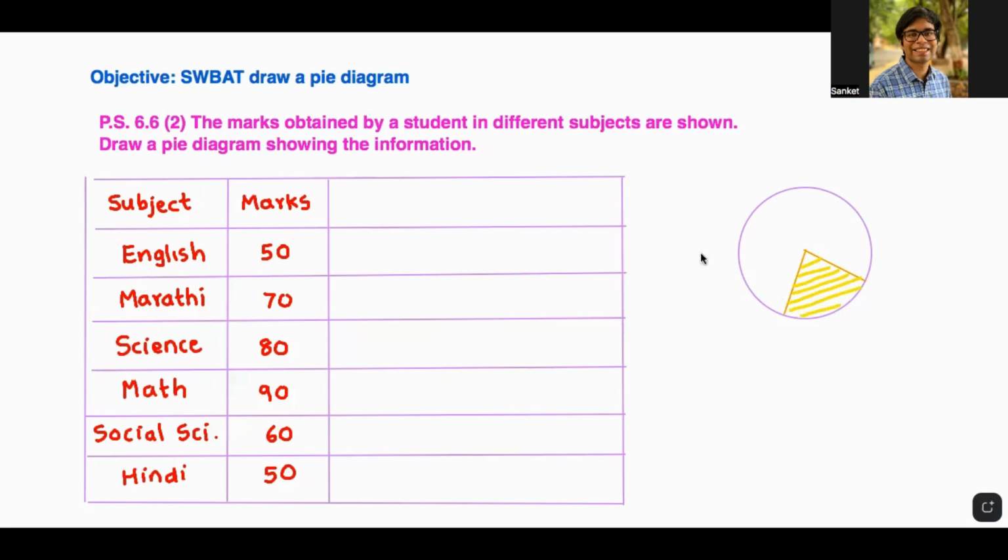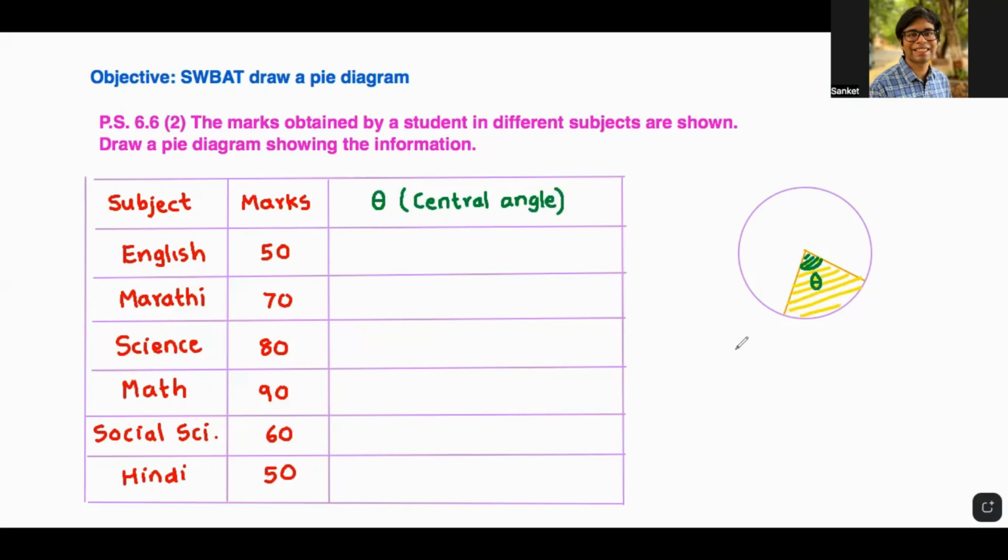The central angle will be this angle. If I call this angle theta, I want to find out for English, how much is that theta? For Marathi, how much is that theta? Because it will be proportional to the marks that are scored, right? So here I need to find theta, that is the central angle. Now let us learn how to find this central angle.